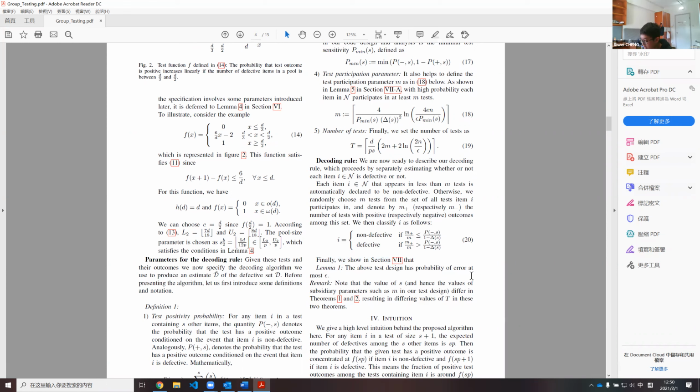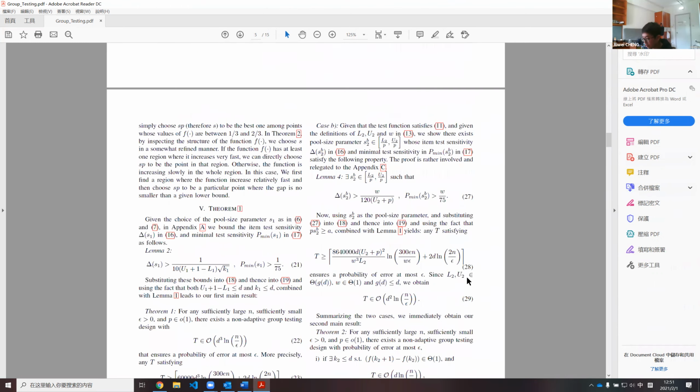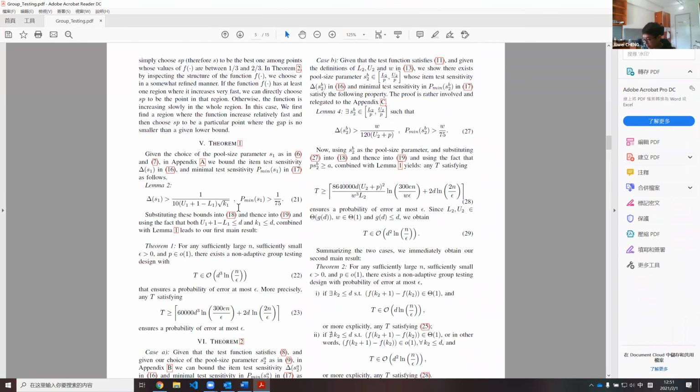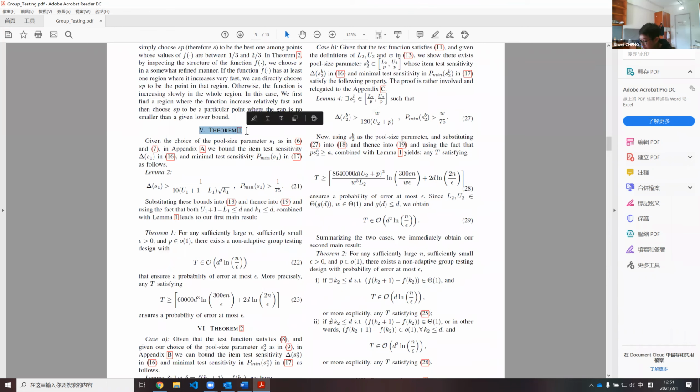So generally speaking, the two theorems tell you how to choose S in order to optimize delta S and P min S. And lemma 1 proves that such a choice can do the things we want. Okay, now let's dive into the two theorems. In theorem 1, we directly choose L1, U1, and S1 as above. And we have lemma 2, which says that this choice can bound delta and p min like this.